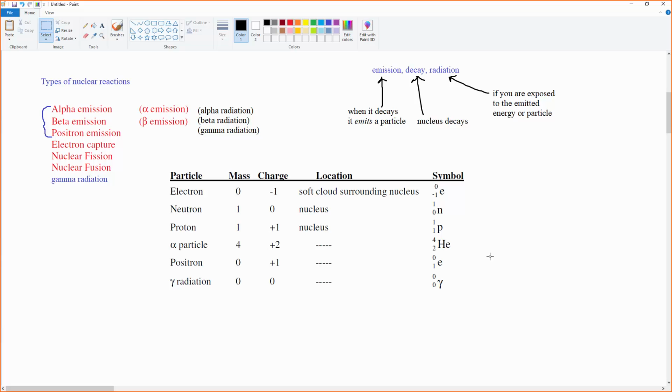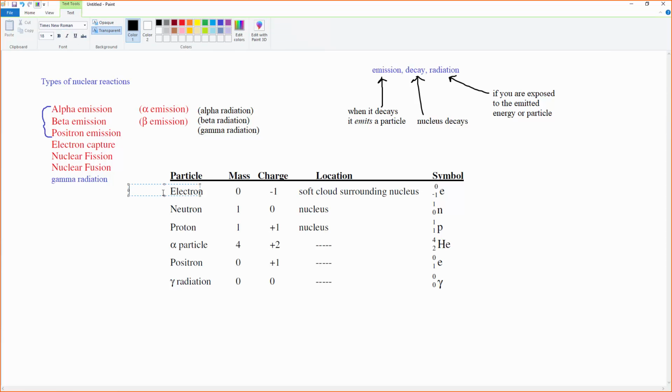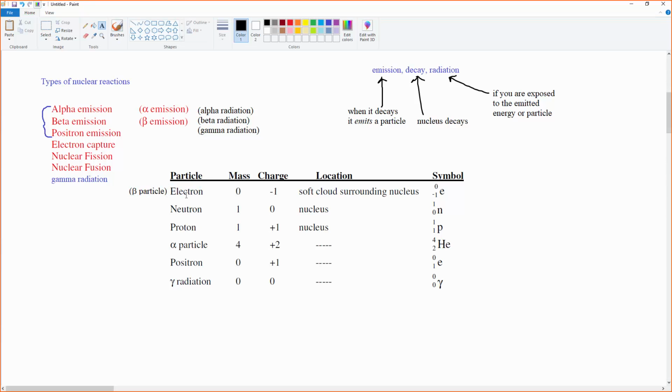Now, the beta particle, which I haven't actually shown here, is the electron. Again, we had no idea what the electron was, so we didn't know what the beta particle was. But now we know it's a beta particle. So beta emission is kicking an electron out of the nucleus, and beta radiation is basically a stream of electrons. Okay. And so that's the alpha and the beta.